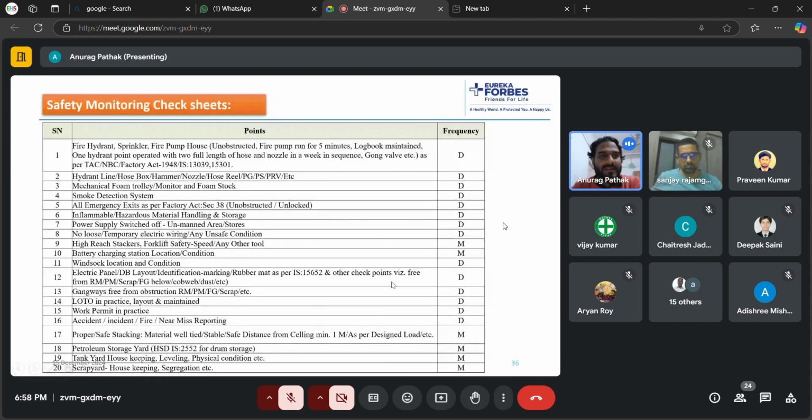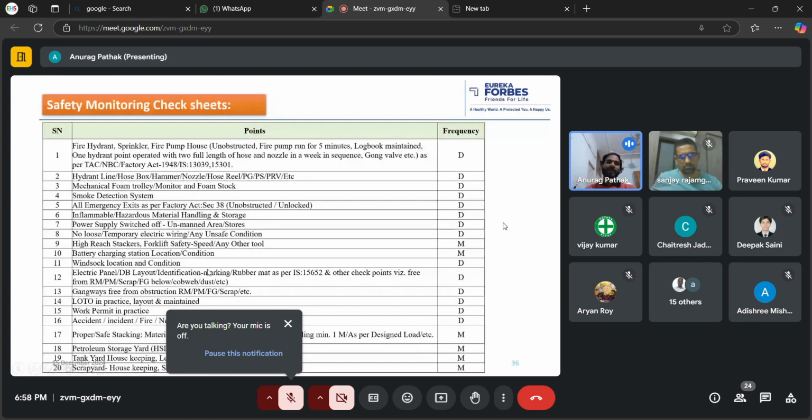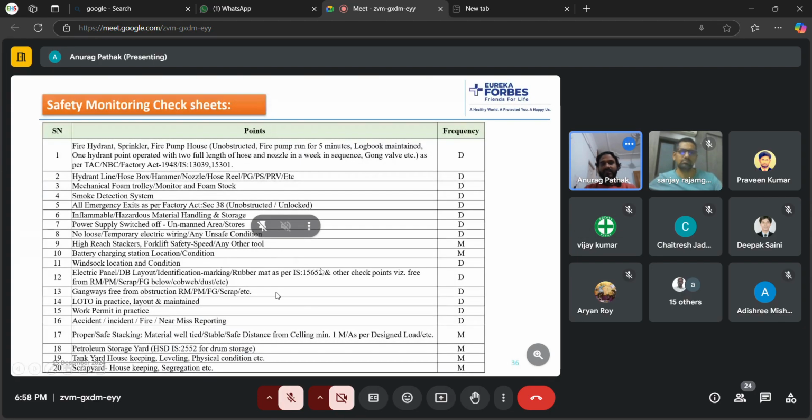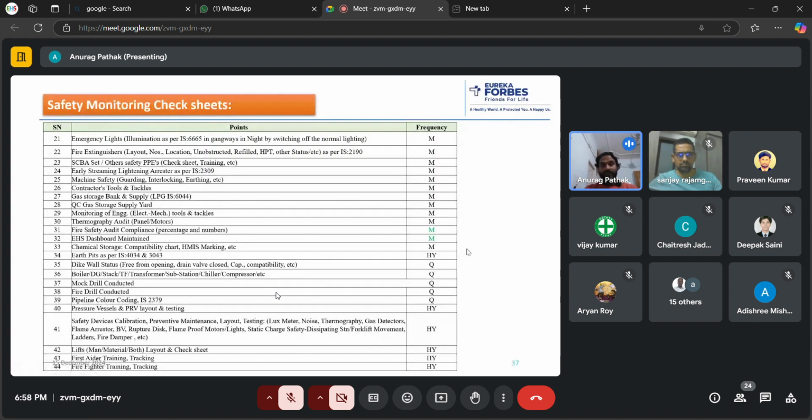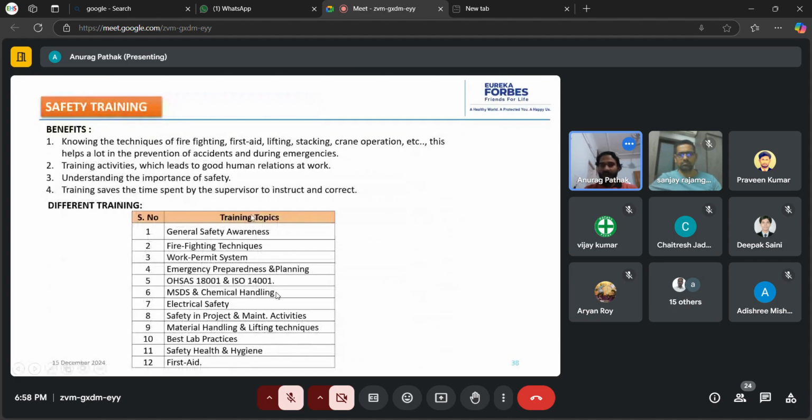Like the fire hydrant system, we have to check on a daily basis. Hydrant line, smoke detector, all these things come under the safety department. So daily, and in the case of monthly, windsock location and condition is also daily. Battery charging station is once in a week or once in a month. Fire extinguisher is monthly as per IS 2190. You will get this in the same PPT after this training.